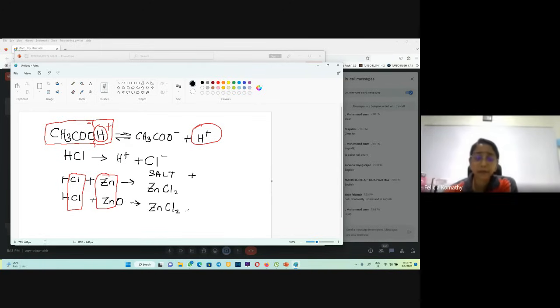Bagi sesiapa yang mengalami masalah untuk menulis persamaan kimia, tolong belajar ya sekarang. Cara dia, asid bertindak balas dengan logam ataupun logam oksida ya. Jadi, apa saja tindak balas asid, dia mesti akan menghasilkan garam. That's the basic. Jadi, cara pembentukan garam datang daripada logam bergabung dengan negative ion asid tersebut. So, you get the salt. Now, what's the other product? Apakah bahan lain yang terhasil selain daripada garam?